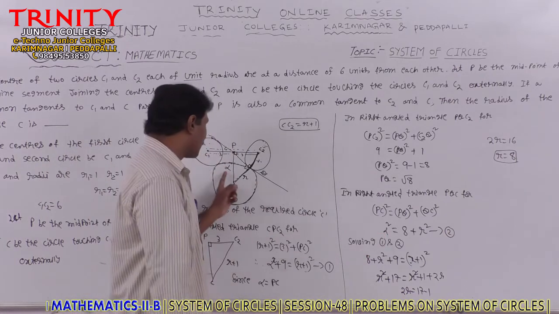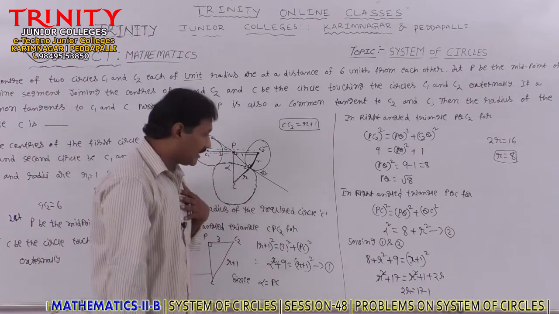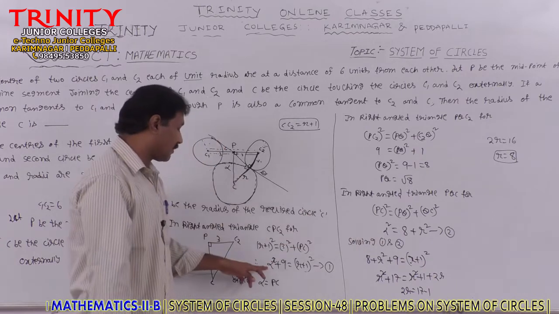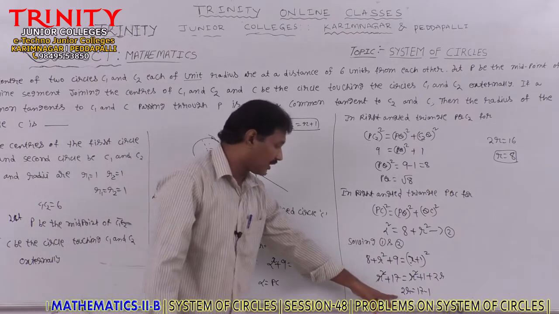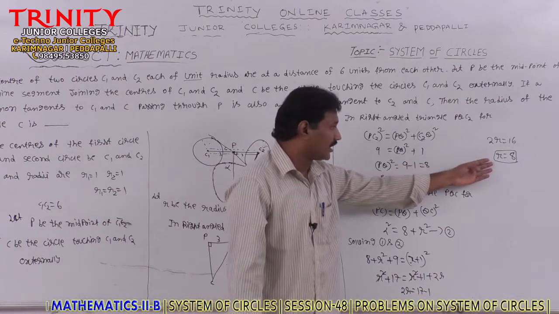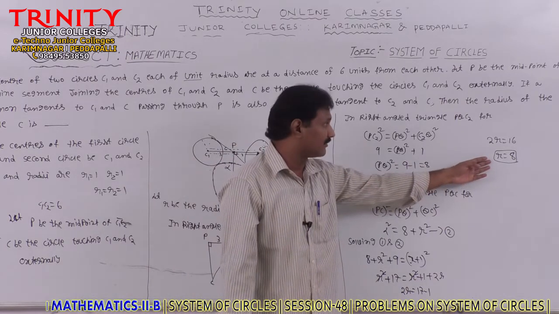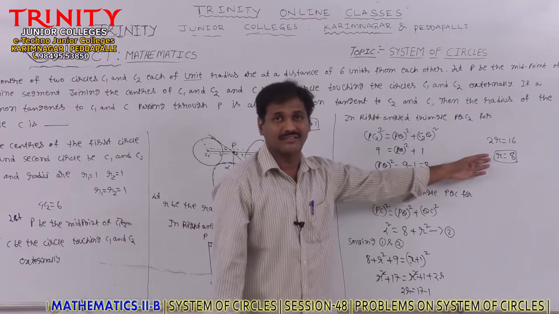Here there are two unknown values, alpha square, alpha and r. We need alpha. Solving these equations by removing alpha square, we get one relation in r. Simplifying, we get the value of r. This is the radius of the circle having the center C. This is the answer.